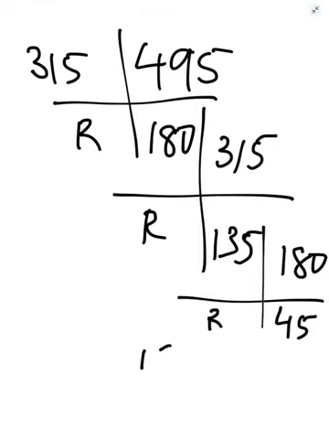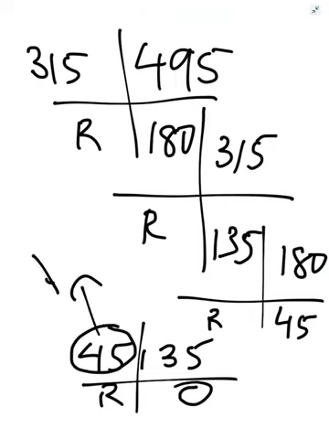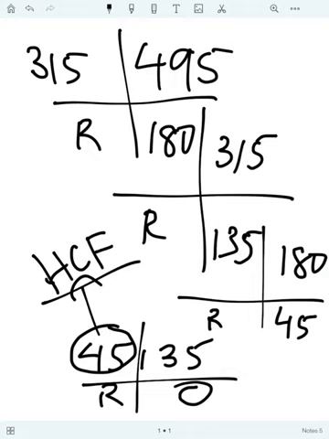Now again we have to divide 135 by the remainder 45. So now what will be the final remainder? If we divide 135 by 45, 45 into 3 is 135, so it is dividing completely. So the final remainder we are getting is 0. So we'll stop here, and the last divisor was 45. So this is our HCF. HCF of 315 and 495 is 45.